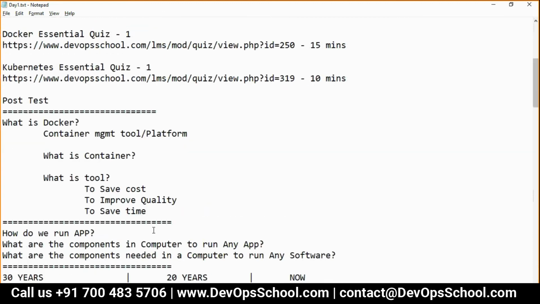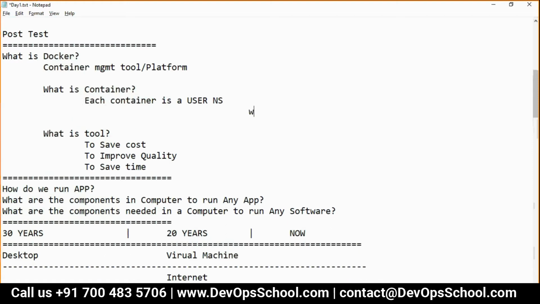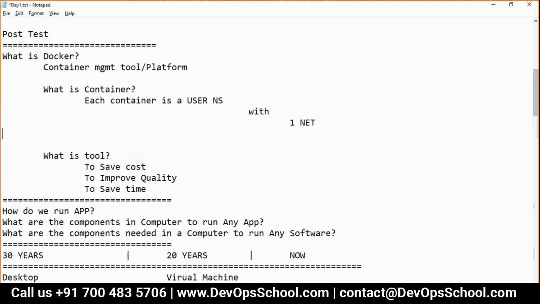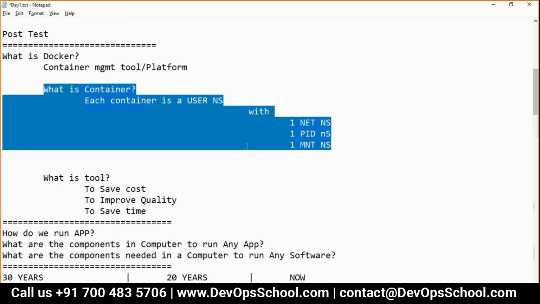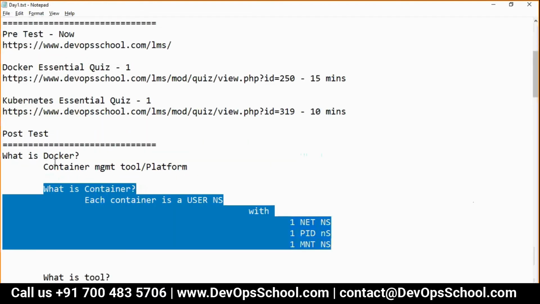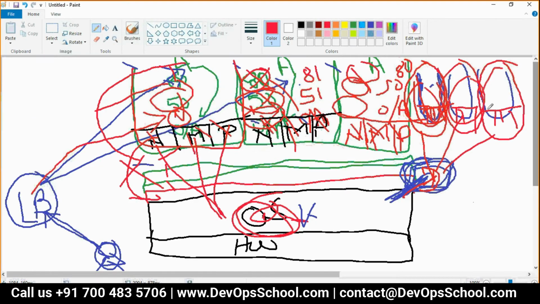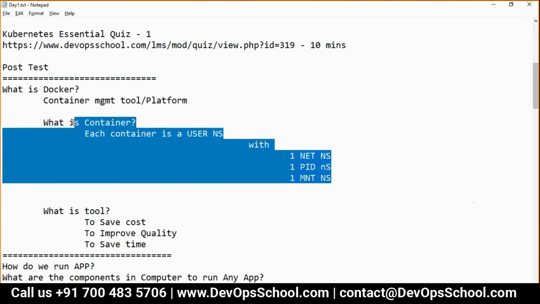So guys, let me define it here. Understand that each container is a user namespace with one network namespace, one PID namespace, one MNT namespace. Simple. Now, this is created by Docker, not by the operating system. I told you, this is Docker. That's the reason I asked, what is Docker? Please manage these containers. What is Docker doing? It creates one user namespace and assigns one network, one PID, one MNT, taking from the kernel. You see, this is the kernel.